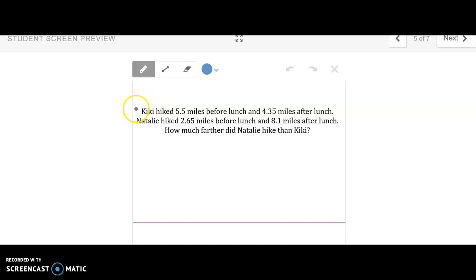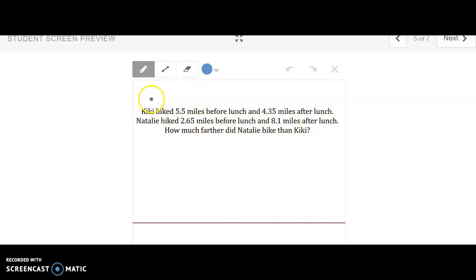Okay, so Kiki hiked 5 5/10 miles before lunch and 4 35 hundredths of a mile after lunch. Natalie hiked 2 65 hundredths of a mile before lunch and 8 1/10 mile after lunch. How much further did Natalie hike than Kiki?